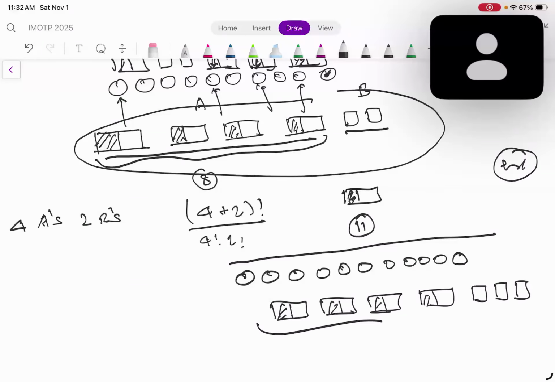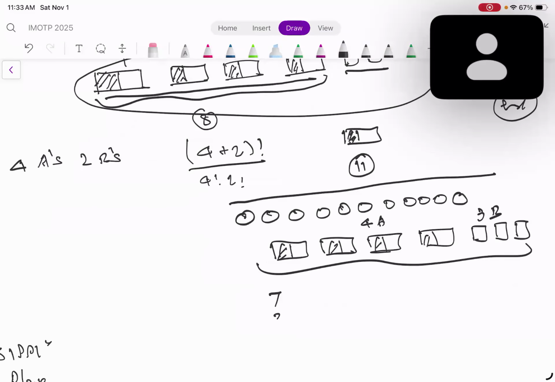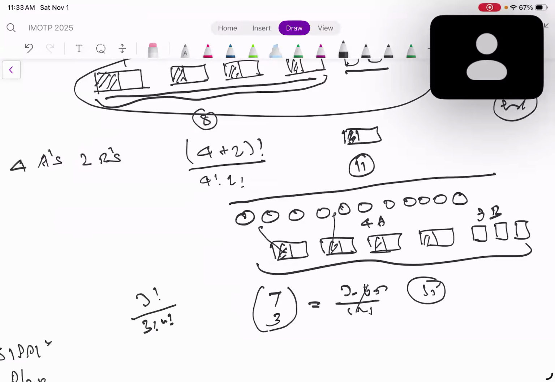Now how many ways can I arrange? I have 4 A's and 3 B's in a row. How many ways can I arrange them? 7C3, because it is 7 factorial by 3 factorial, 4 factorial. So this is the number of ways. Then I can choose the books corresponding to the black ones. That is 7 into 6 into 5 by 1 into 2 into 3, 35 ways. Previously also we got the same answer.